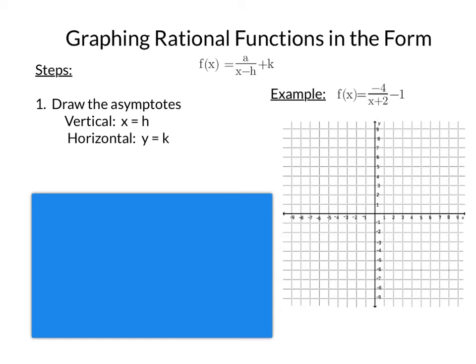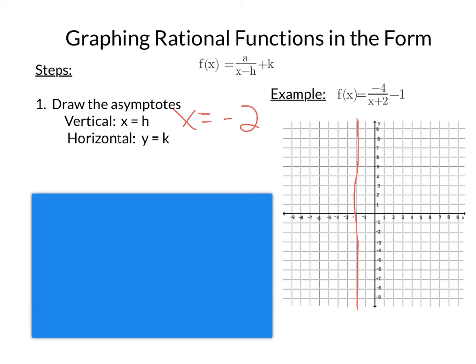Our vertical asymptote is the line x equals h. Looking at our example, we see x plus 2 where our x minus h is. Since it's plus 2, it means I was subtracting a negative, which turned to the addition. So my vertical asymptote is the line x equals negative 2. So I'm going to go to negative 2 on my x-axis and draw my vertical line.